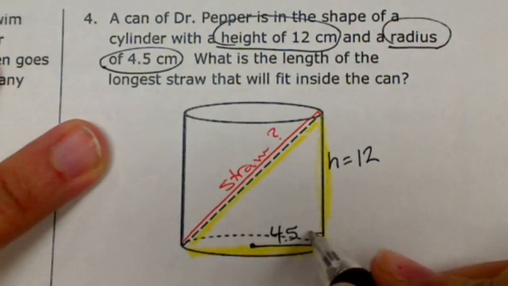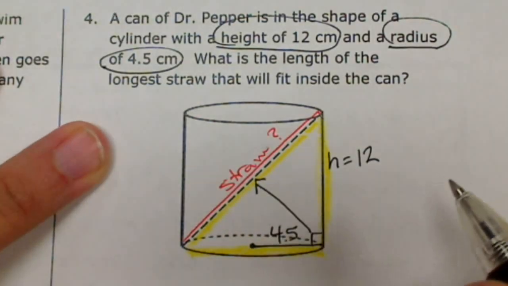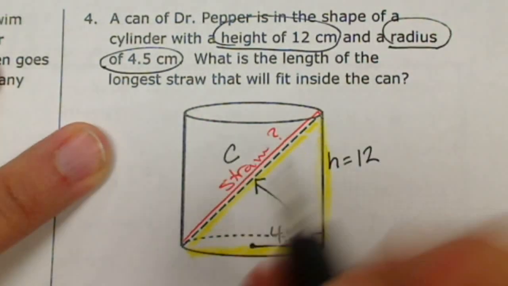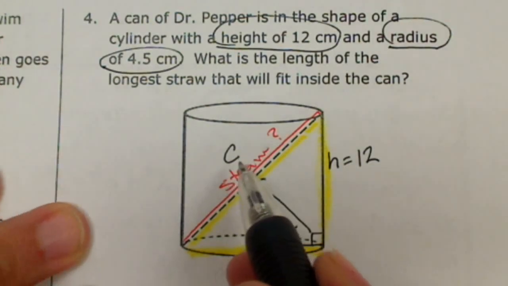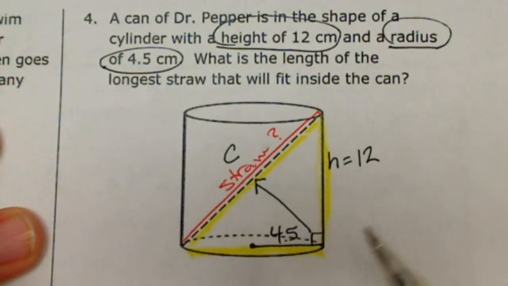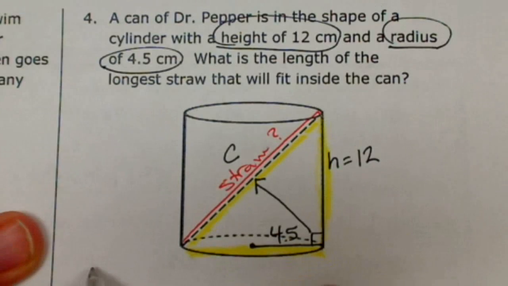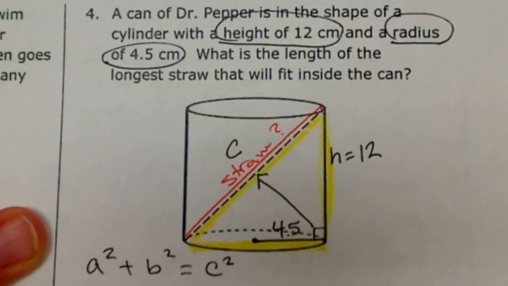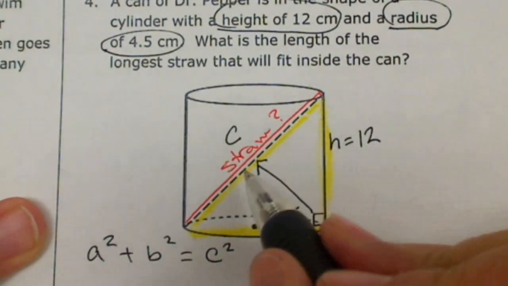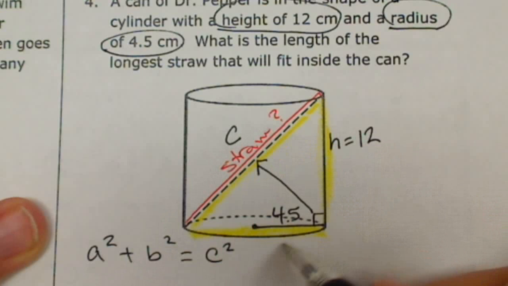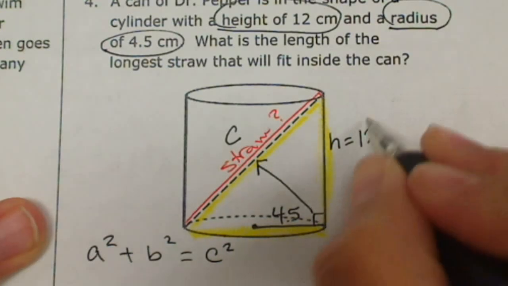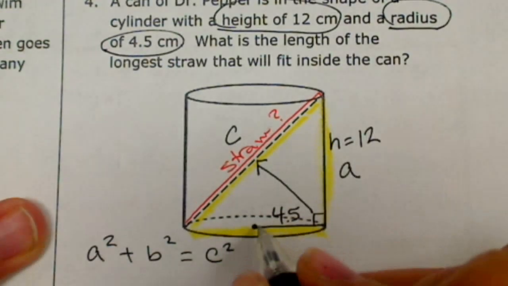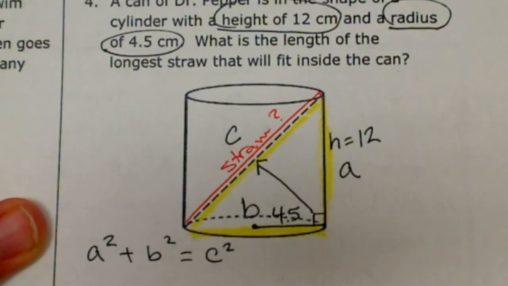Since the right angle is here, and the side across from it is c, that means I have to calculate for c. So I'm going to set up my Pythagorean theorem formula, which is a squared plus b squared equals c squared. And since I've labeled the hypotenuse c, I have these two legs, so I'm going to go ahead and label this side a and this side b.